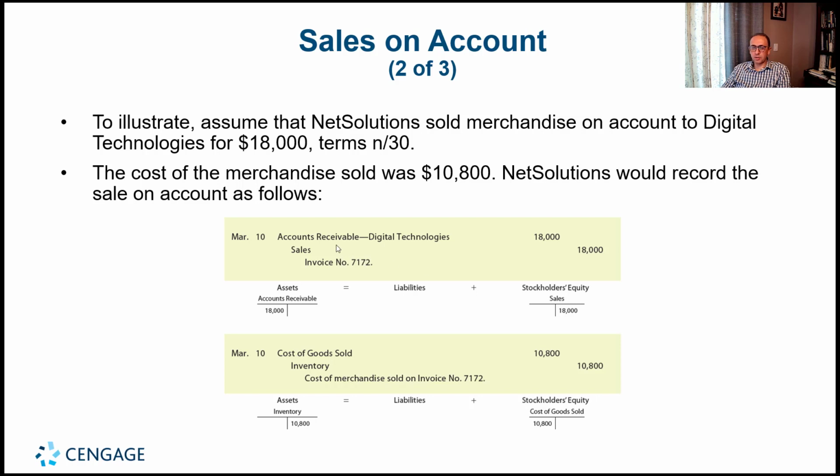We are going to debit accounts receivable, which is an asset that's increasing, and we credit sales, because it's a revenue, it increases on the credit side, for the full amount that we are expecting to receive, which is $18,000.